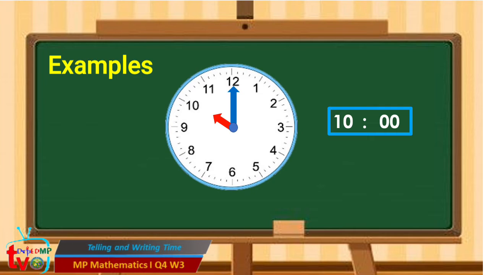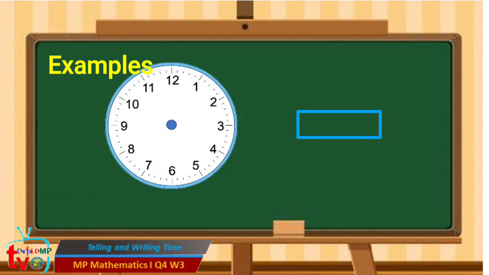The time is 10 o'clock. The hour hand is pointing at 4. So we write or we say 4. And the minute hand is pointing at 6. So we write or say 30. The time is 4:30.